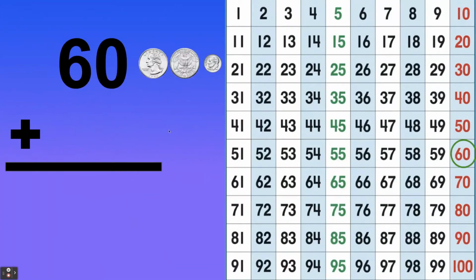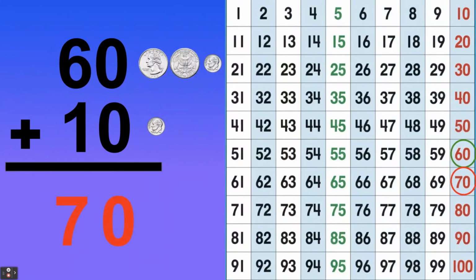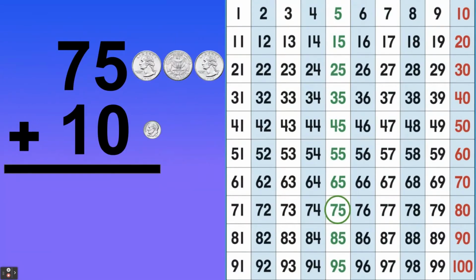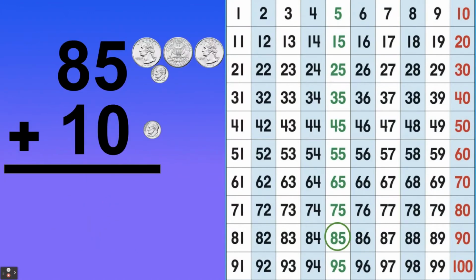Okay, let's do another one. 60 cents plus 10. What's 60 plus 10? 70. What is 80 plus 10? Go ahead and yell it out for me. 90. What's 75 plus 10? 85. Good job. What's 85 plus 10? I can't hear you. Yes, 95. It's just the number right below it. When we add 10, it's the number right below it.